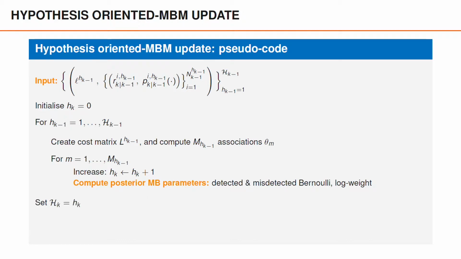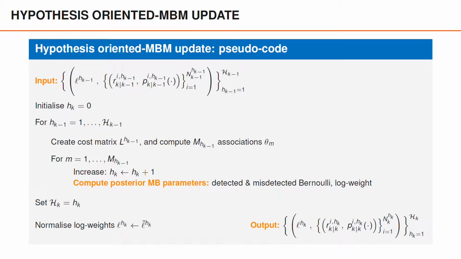After computing the posterior multi-Bernoulli parameters for each prior multi-Bernoulli and each data association, the number of posterior multi-Bernoullis, calligraphic H, is equal to H subindex K. The log weights that we computed for each posterior multi-Bernoulli have to be normalized, and this can be done in the same way as was presented earlier in the course. And once the posterior log weights have been normalized, we have the parameters of the posterior multi-Bernoulli mixture density.